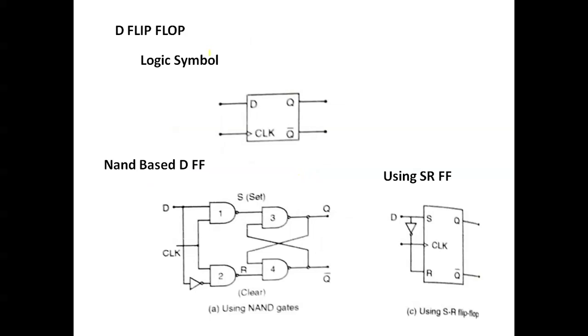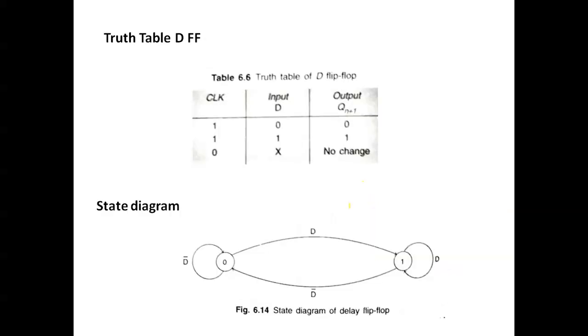The next one is D flip flop. So D flip flop, this is the logic symbol for D flip flop. This is the block diagram for D flip flop. So input and clock signal, output and inverted output, and the NAND based D flip flop diagram. This one is using SR flip flop. So this one is SR flip flop. We just connected both inputs to one single line, just using an inverter. That is D flip flop.